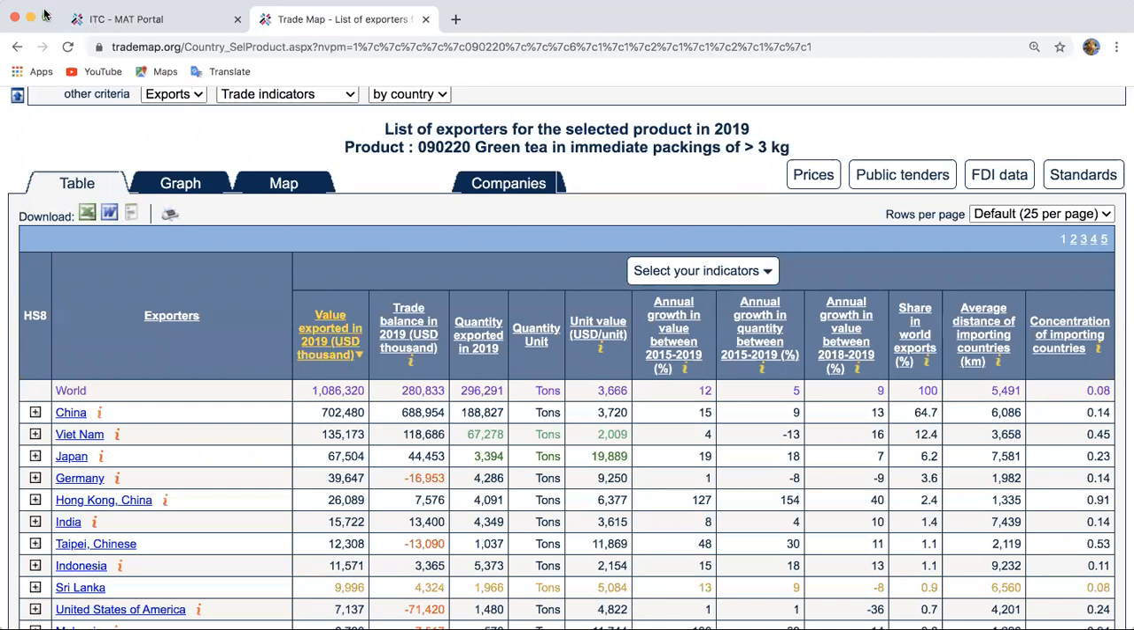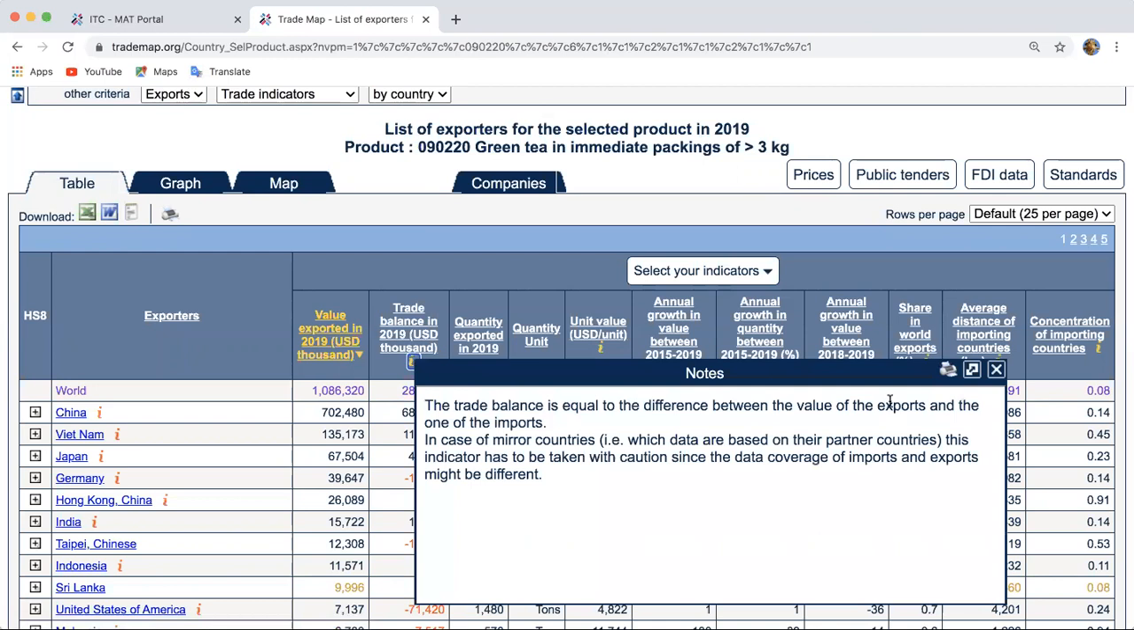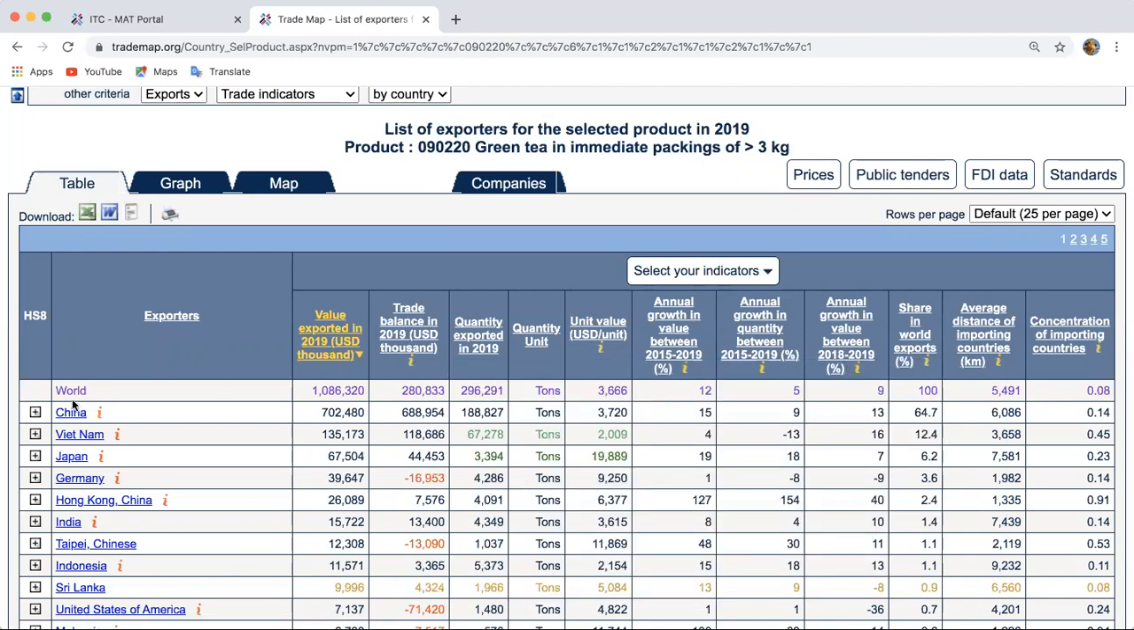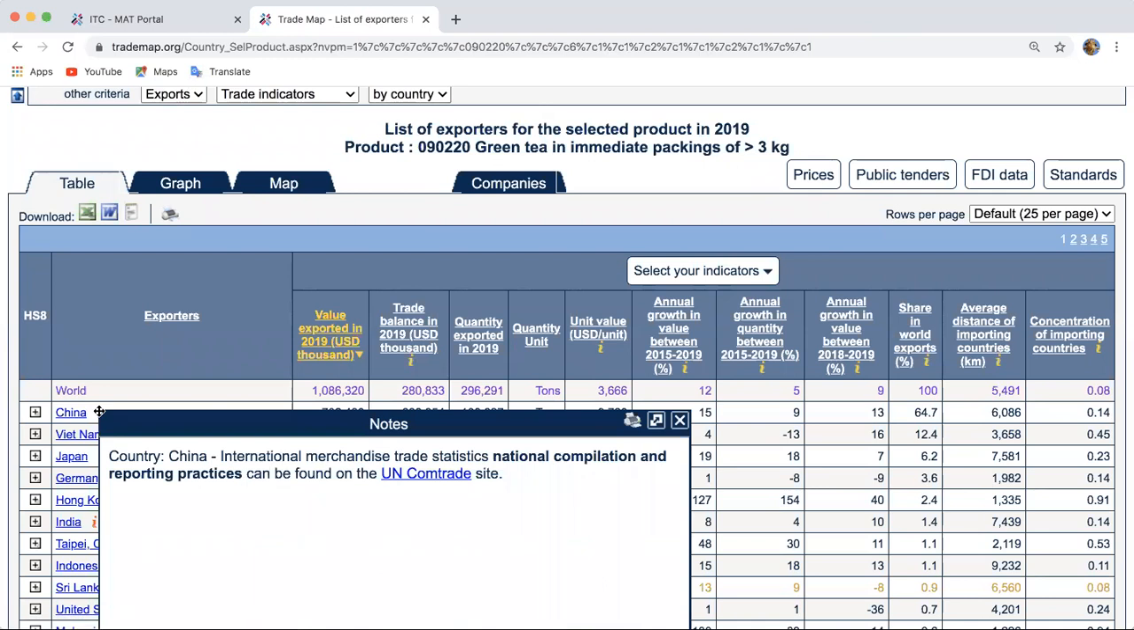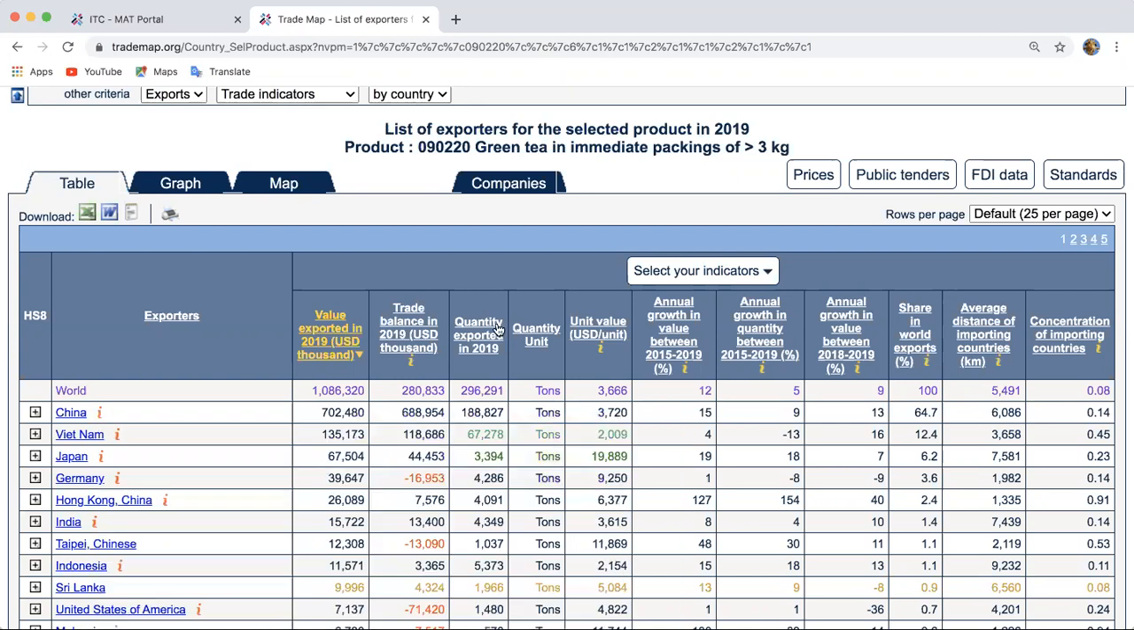Also, it's important, let me make this smaller again, to look into, if you see little eyes, you can find extra information. Also next to the countries, you find little eyes, and most of the time it includes the sources. So for example, here you can find more information on the reporting and the compilation on the UN Comtrade site. So I invite you to click on the information that you are looking for there.